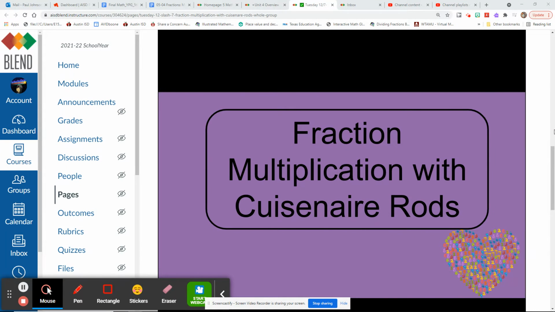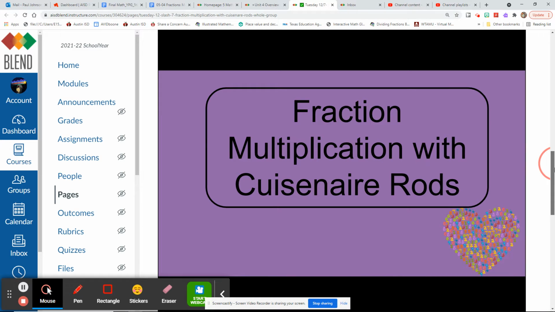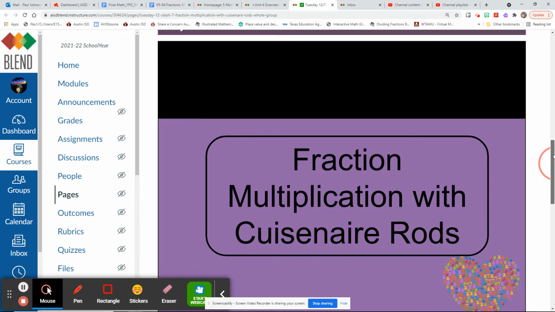Oh, hello. Fraction multiplication with Cuisenaire rods. What was that a fancy word for again? Fraction strips. Yes, fraction strips. So we're gonna learn how to multiply fractions using fraction strips or Cuisenaire rods.